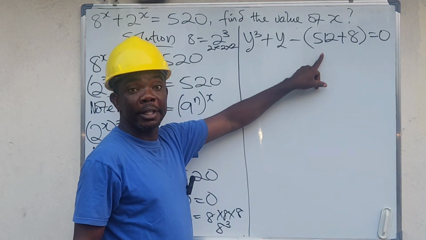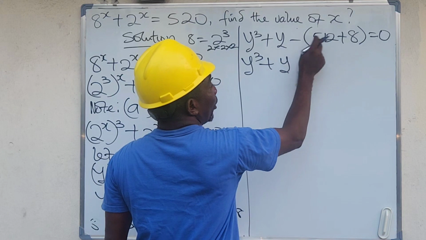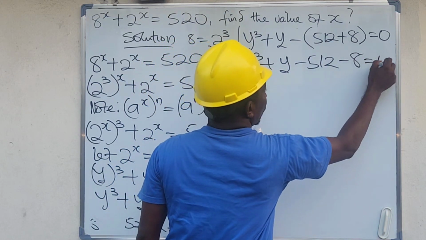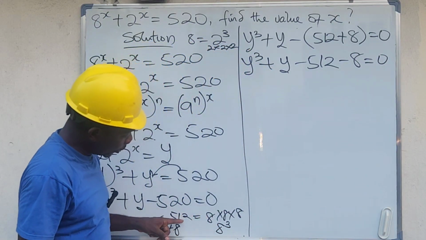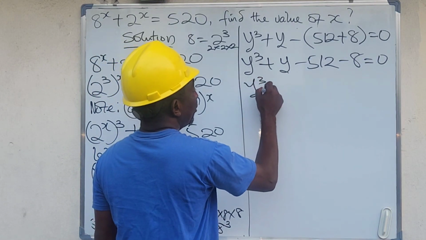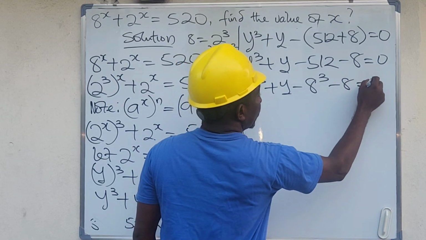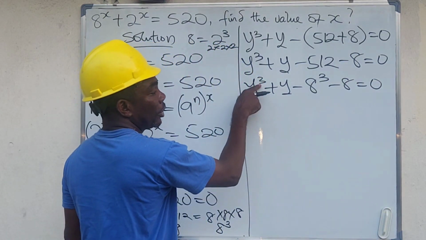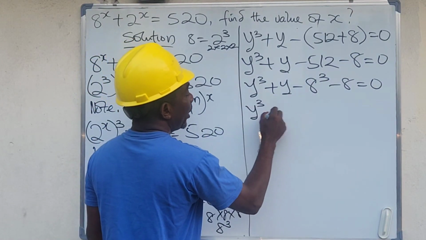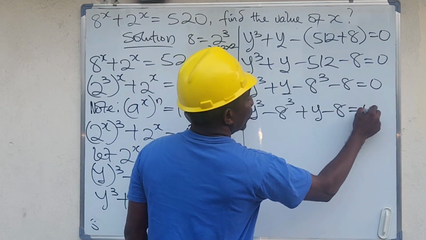So we can expand this parenthesis. We have y raised to the power of 3 plus y minus 512 minus 8 equals 0. As we said, 512 is 8 raised to the power of 3. So we have y raised to the power of 3 plus y minus 8 raised to the power of 3 minus 8 equals 0. We can collect the like terms because this is raised to the power of 3 and this is raised to the power of 3. So we have y raised to the power of 3 minus 8 raised to the power of 3 plus y minus 8 equals 0.